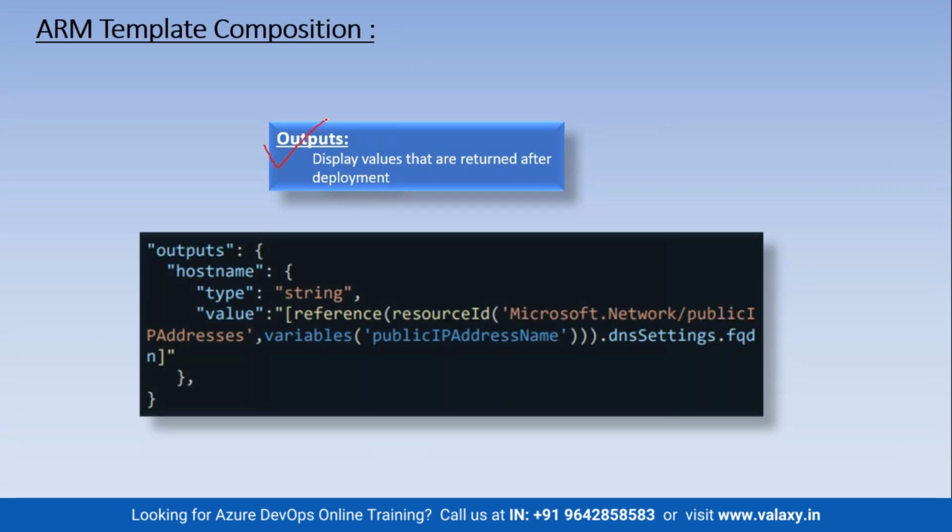Last but not the least, output. Output is basically if you want to display values after deployment. Once your resources are deployed and you want to have an output, like a VM ID, then you can define it under output. Like if you want to know the public IP address, that is something you can define inside the output.